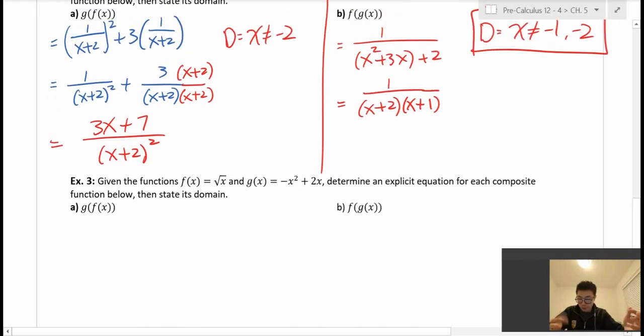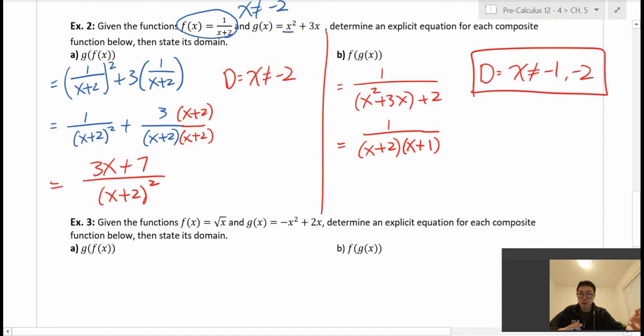Example number 3, why don't you try these two? Okay, because it's somewhat similar. It's obviously a little bit different because this time we end up with a root x function. But why don't you give it a try and see how that goes, okay? Good luck.